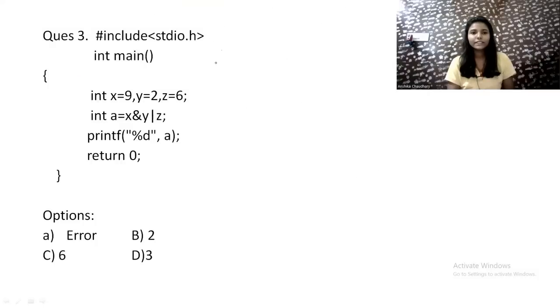The code is written in C language, with int x assigned 9, y assigned 2 and z assigned 6. Now in A we have to assign the result of this operation. After performing this operation we have to assign the value to A. X bitwise AND, and then bitwise OR.